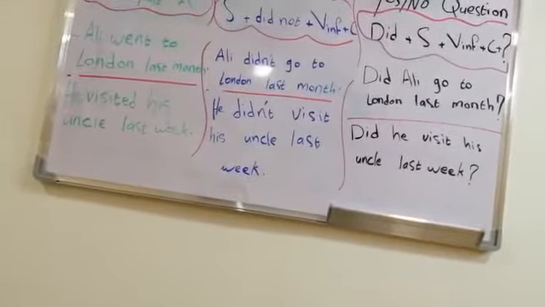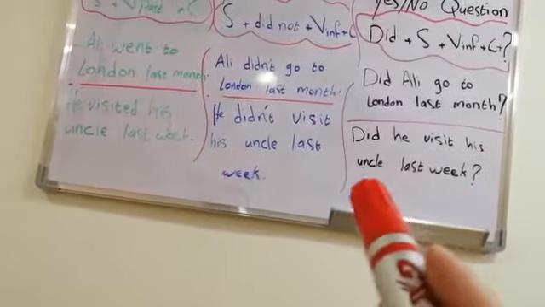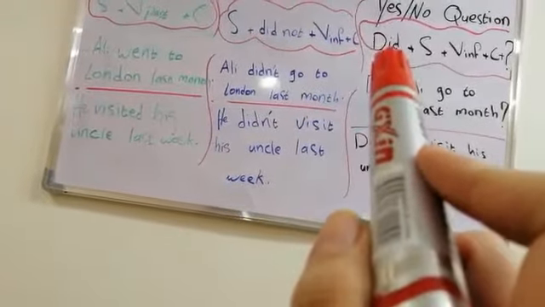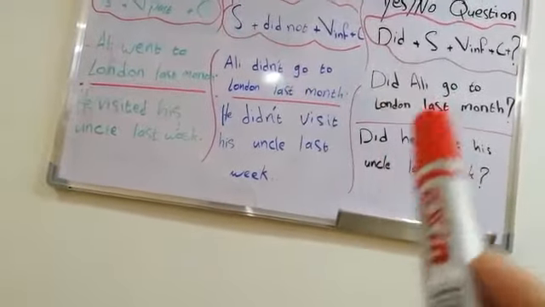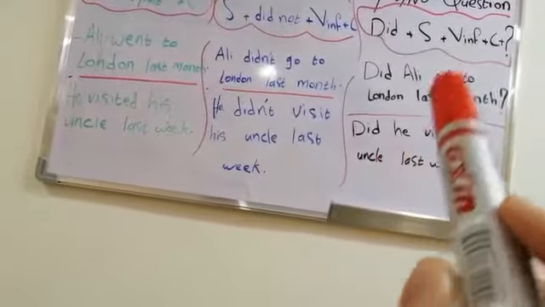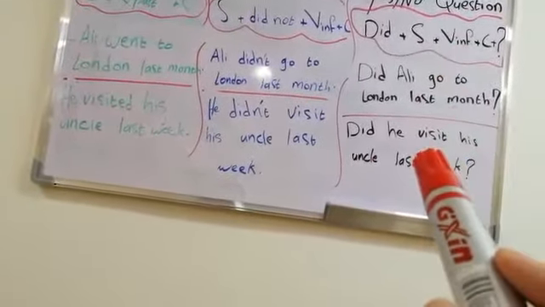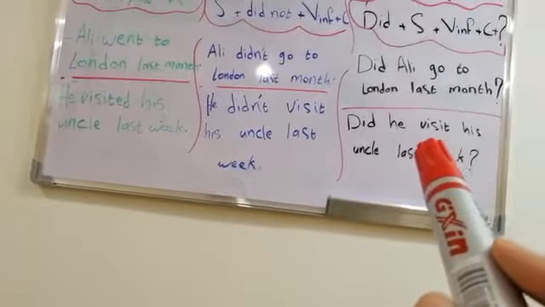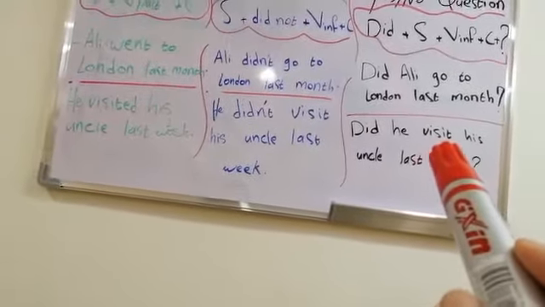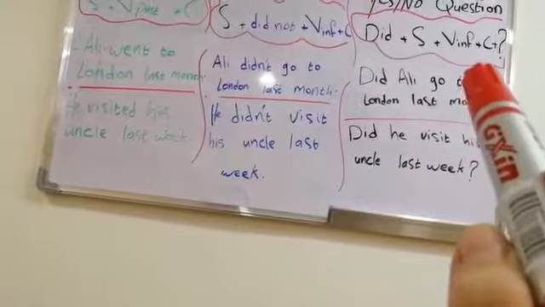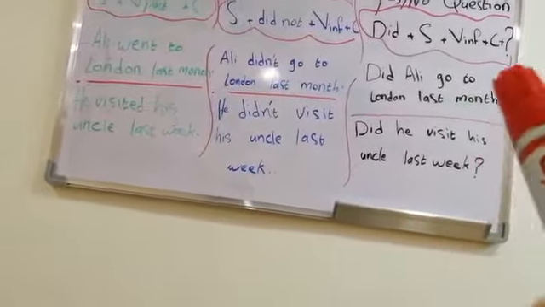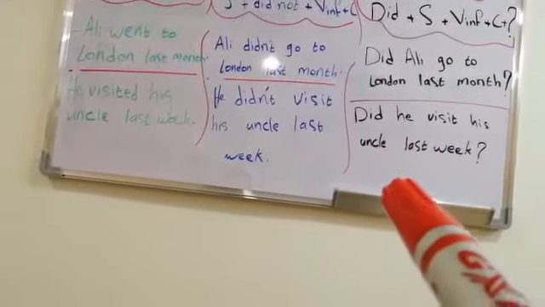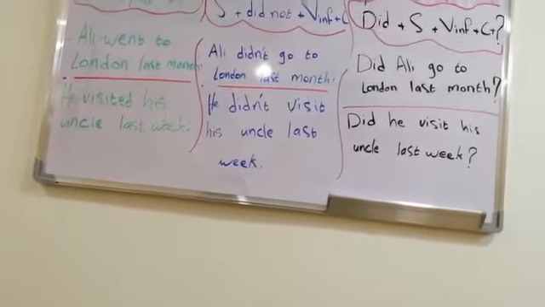Did he visit his uncle last week? Look here, we have did. The subject is he. The infinitive form is visit. Did he visit? We don't say visited. We don't say visits or visiting. It is the infinitive form of the verb. الفعل المجرد. His uncle last week is the complement and we have a question mark.